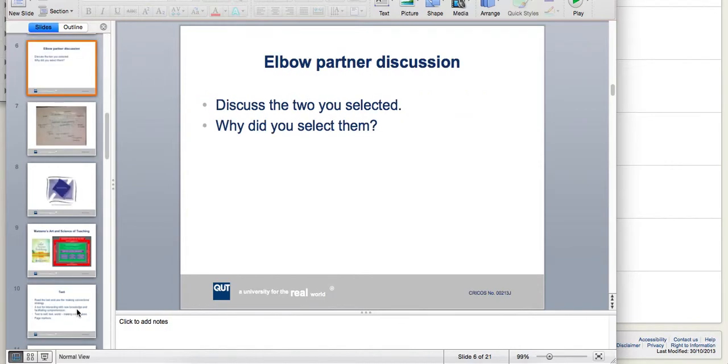if we were in class, we would then turn to our partner. We call them our elbow partner, so the person on either side of our elbows. And that's something that you could teach your students. They'll get to know who their elbow partners are. So with that partner, we discussed the 2 that we selected and why you selected them.